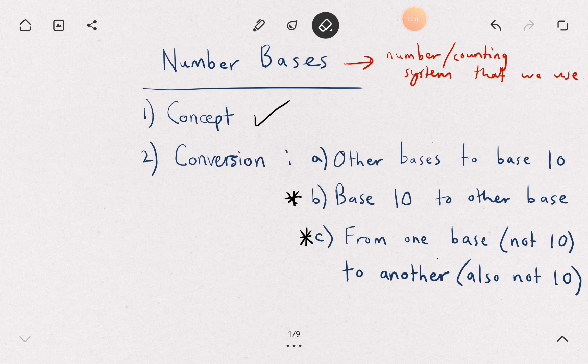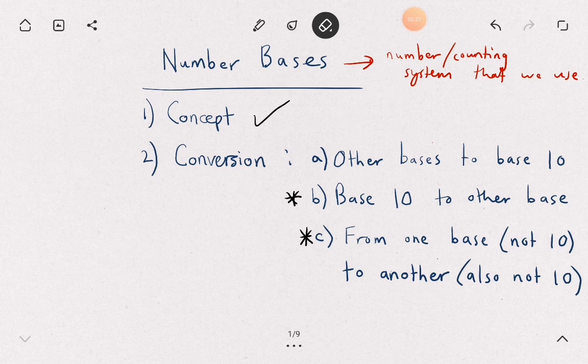All right. So welcome back. In part one, we already saw what number bases are. They're the counting system. Basically, a number base has a certain number of digits that you use in the system. So based on the number of digits that you use, you will write the numbers differently.